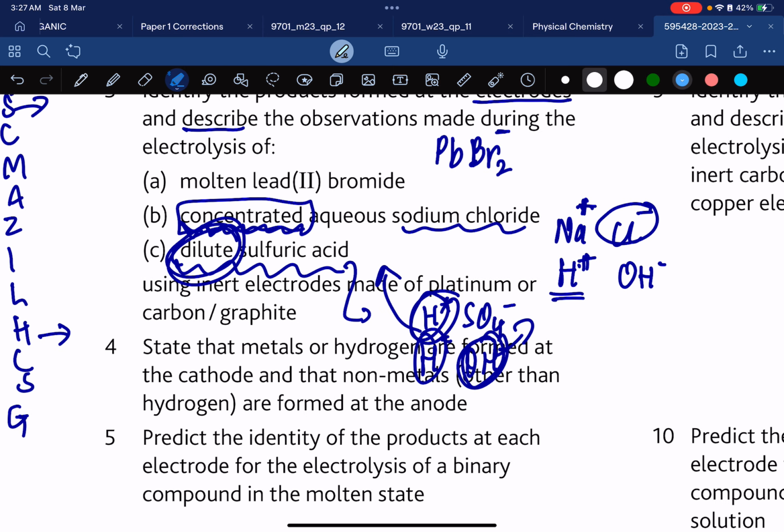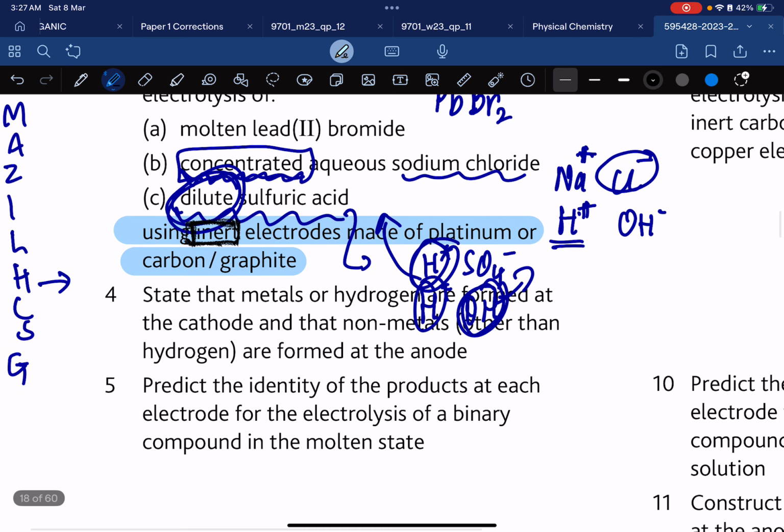Then it says use inert electrodes made of platinum or carbon or graphite. Why? Because they are good conductors of electricity and they are inert. Inert means that they do not take part in the reaction. They just conduct the electricity and do the work. State that metals or hydrogen are formed at the cathode. So only metals or hydrogen can be formed at the cathode, whereas non-metals are formed at the anode.